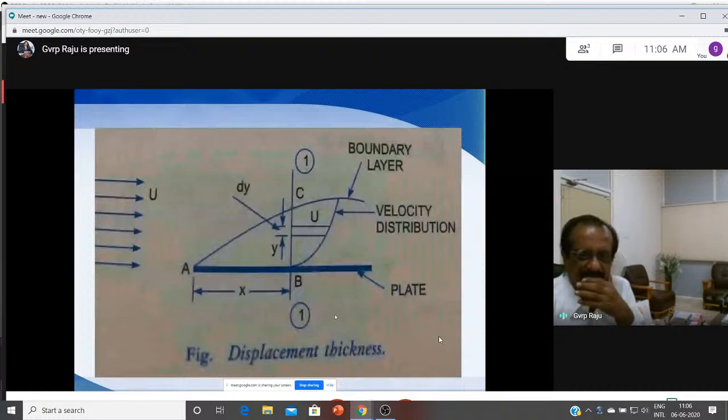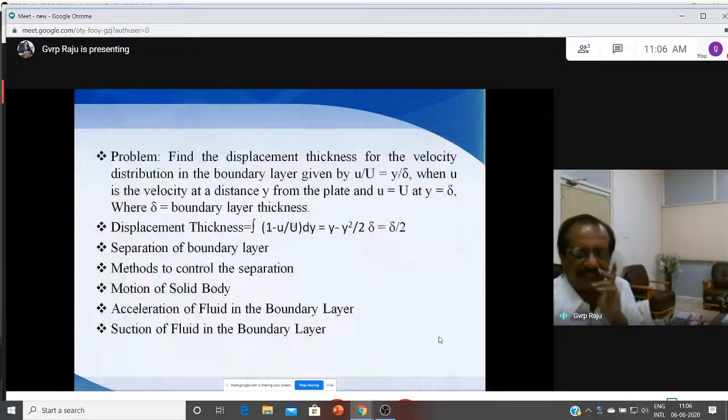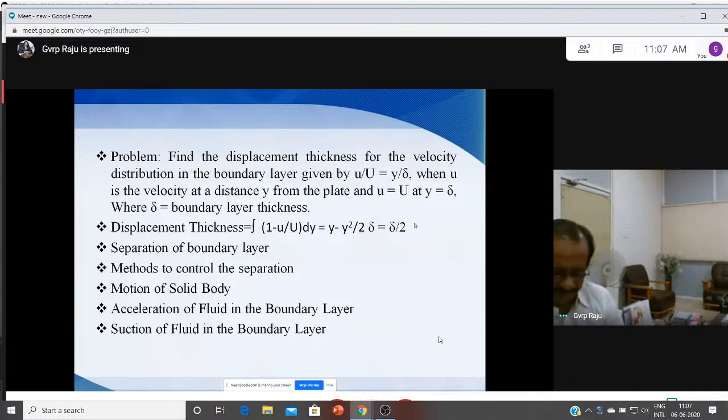So the displacement thickness equation is the integral of 1 minus u by U into dy. Substitute u by U equal to y by delta, so 1 minus y by delta into dy, then do the integration. So y minus y square by 2 delta, since delta is a constant. He has given that y is equal to delta, so substitute y is equal to delta here: delta minus delta square by 2 delta, delta minus delta by 2. The answer is delta by 2.